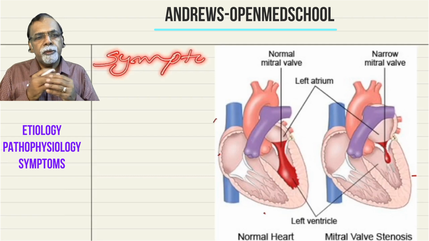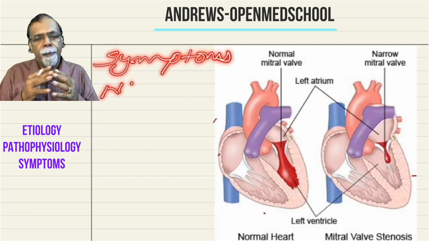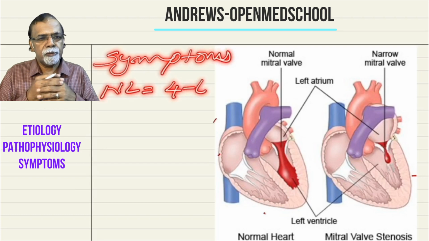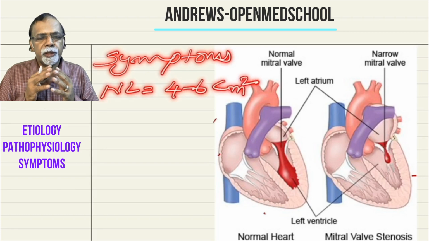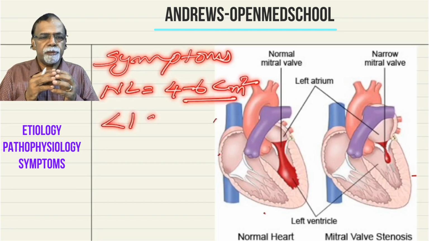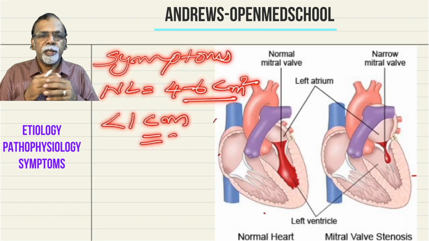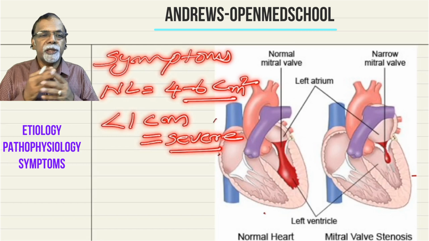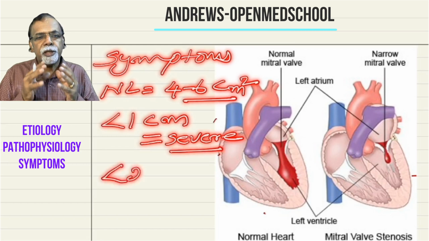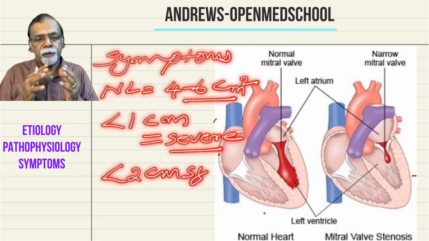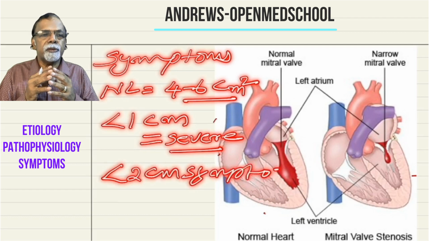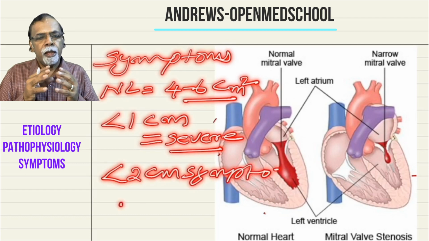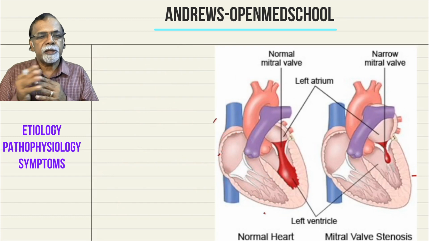Now we go into the symptoms and the size of the mitral valve. The normal mitral valve area is 4 to 6 cm square in diastole, and may get reduced to 1 cm square or less with a severe mitral stenosis. Patient usually becomes symptomatic when the mitral valve area is less than 2 cm square. Initially, the symptoms occur only on exercise.